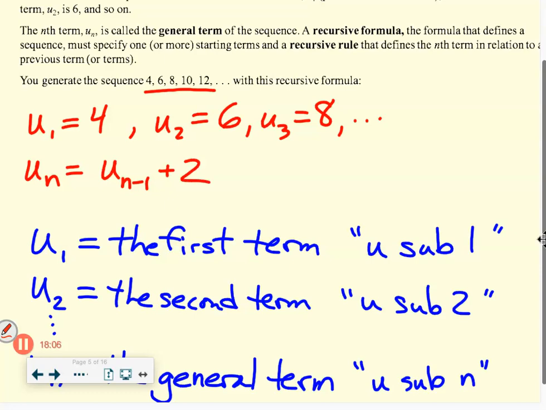Now, u sub n minus 1 in general means the previous term. The previous term.